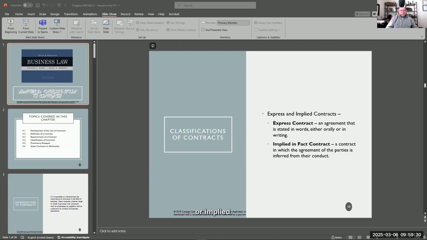Contracts can be express or implied. An express contract is where we know all the terms. We have worked those terms out. We've had negotiation, stated in words, or can be, and that can be oral or in writing. But we've decided between the parties what's going to go in this contract, and that is what we're doing. That's what we signed off on. That's what we've agreed to. An implied in fact contract is where the agreement of the parties is inferred by their conduct.